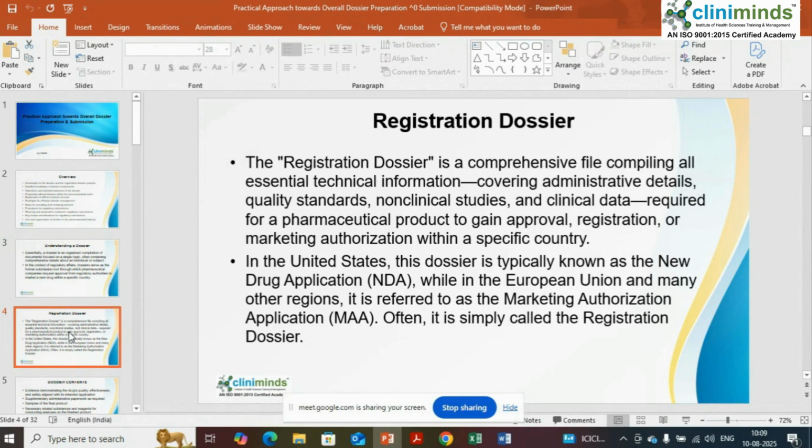within the specific country. Whereas in the United States, the dossier is typically known as the New Drug Application. Everybody is well aware of the NDA application for the US FDA. And in the European Union, we have the reference of the Marketing Authorization Application, that is MAA. So simply, we can call it the registration dossier while filing in the respective countries. So this is about the registration dossier.